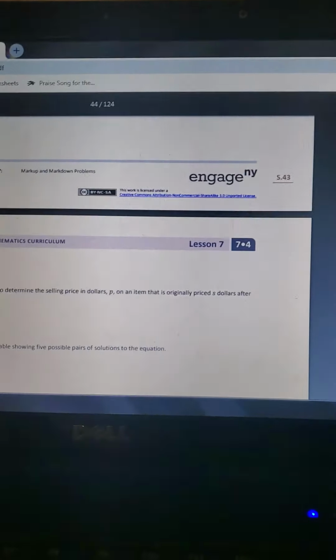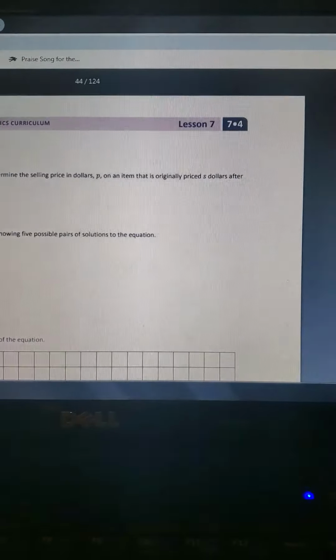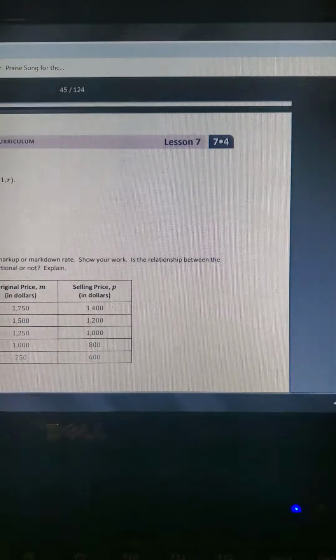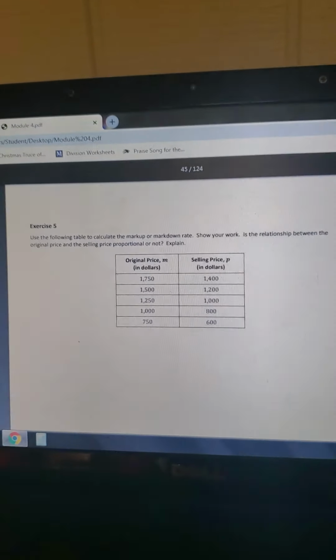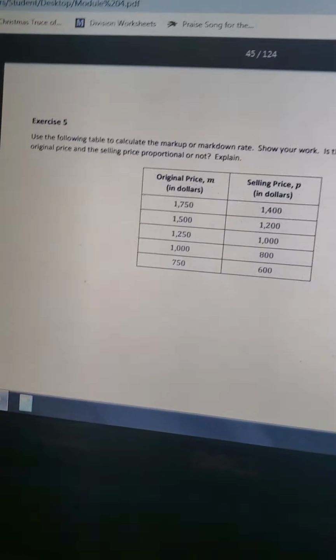Okay, so we're going to skip D, and we're also going to skip the table part. There's not too much of anything to worry about there now. So let's get on to exercise 5, which is our last exercise here.